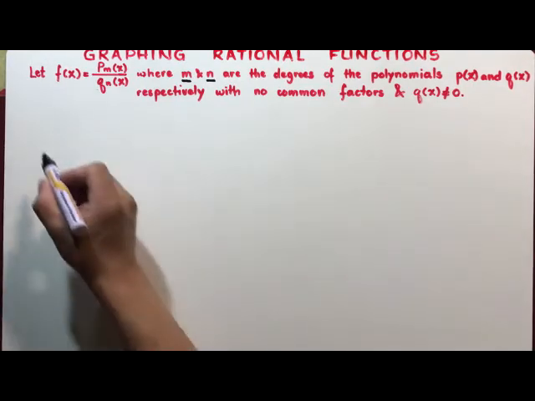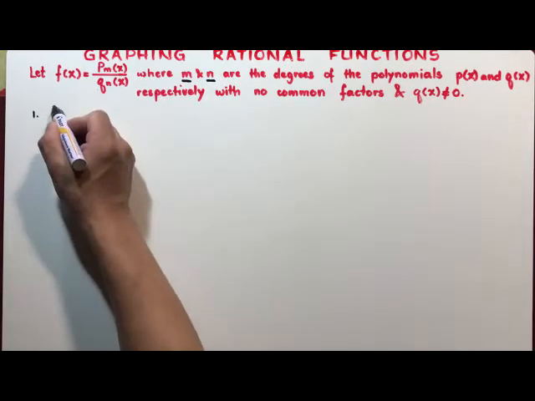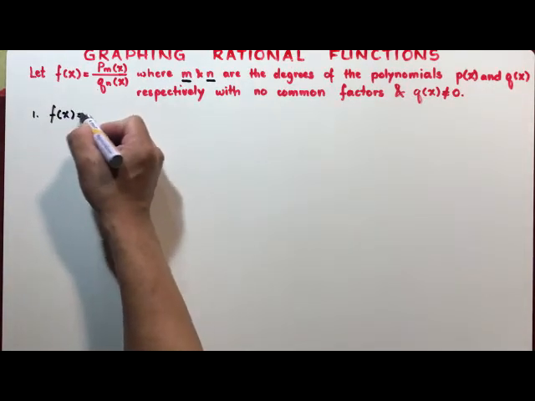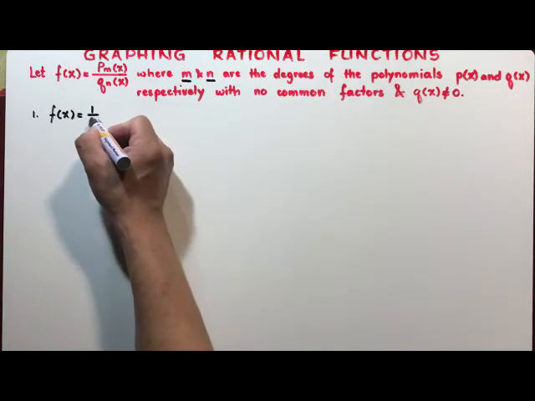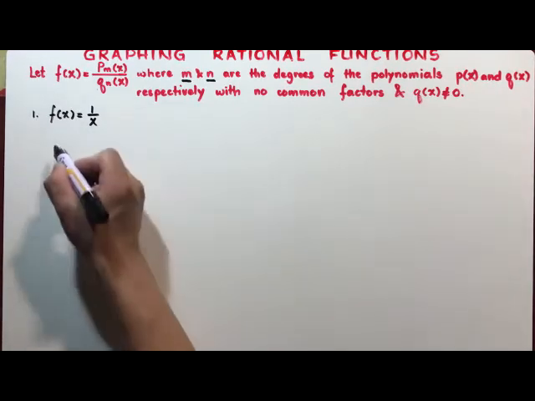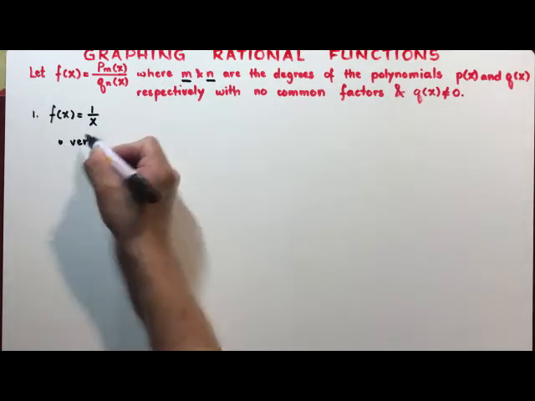So at this point, let's try to sketch the graph of a given function. Suppose we have a function f of x which is equal to 1 over x. This function is a rational function, and we will try to sketch its graph. First, we will find the vertical asymptote of the function.